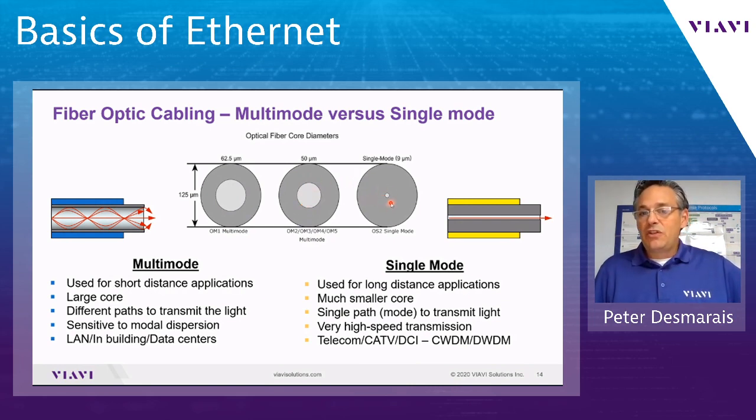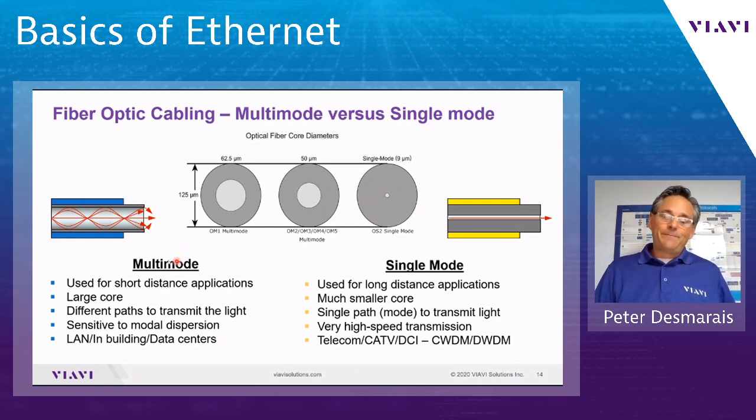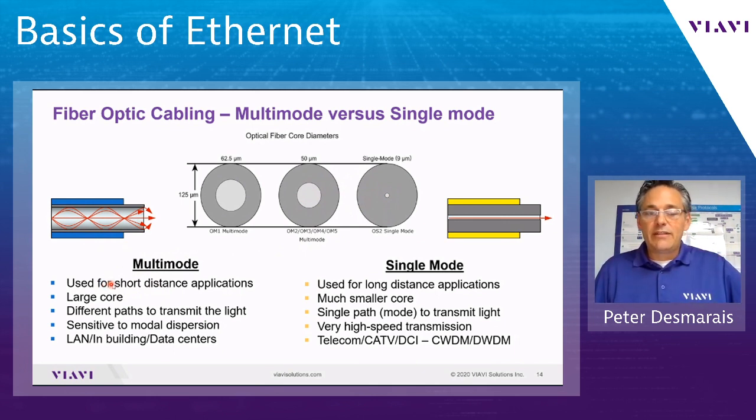And then on single mode, you'll notice it's just a small core diameter. So what do we mean by multimode? Multimode means, exactly as it says, we're sending multiple modes of light through the fiber. It's used for short distance applications. From that chart that I showed earlier, you'll see that a lot of the multimode fibers are all short range. It's got a larger core, as we showed, different paths to transmit the light. It's sensitive to modal dispersion, or a delay between the different modes. And it's primarily used, because of the short distances, in LANs, local area networks, in building applications. You could have fiber to a desktop in an office environment, and in data centers. Data centers are short runs, so a lot of times you'll see multimode fiber installed there.